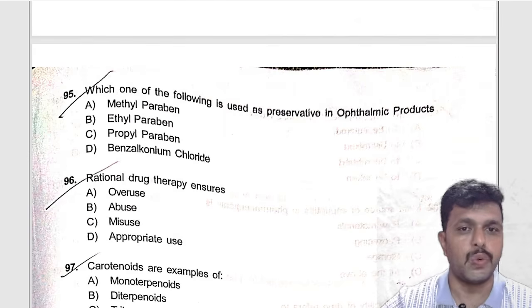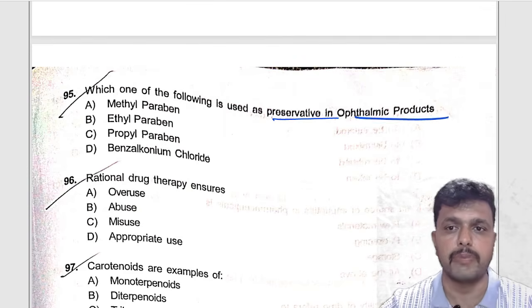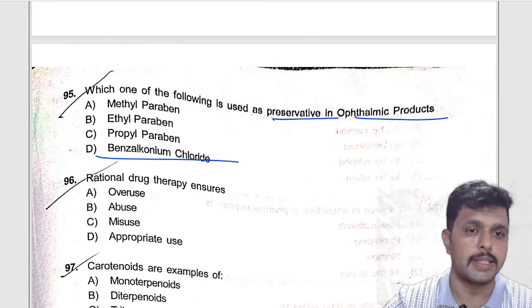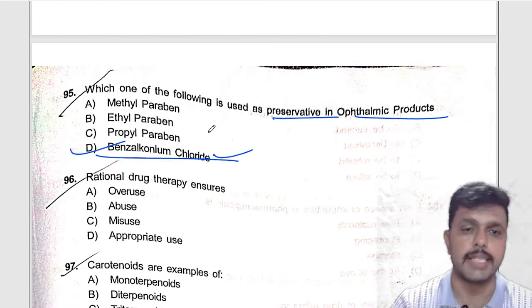Next question, which one of the following is used as a preservative in ophthalmic products? Yes, mostly we use benzalkonium chloride. Where is the option? Yes, benzalkonium chloride. Option D is the right answer.